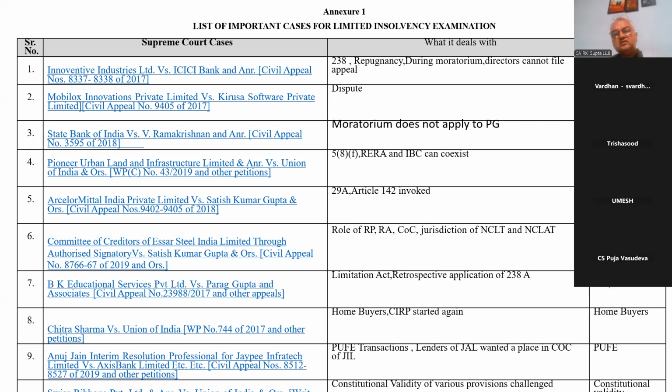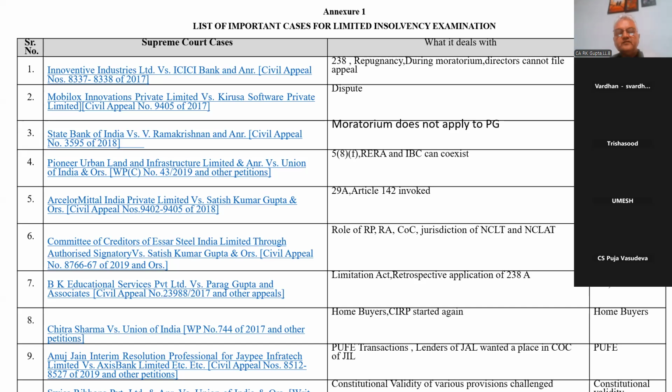Now regarding Mobilox, apart from dispute, what was discussed? Dispute we all know was discussed. In Mobilox versus Kirusa Software Private Limited, dispute was discussed at length. And the second question: whether this dispute is an inclusive definition or a conclusive definition. Anybody? Conclusive? No, it is inclusive.